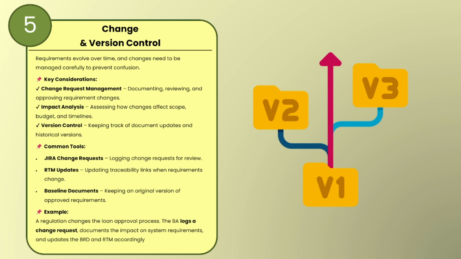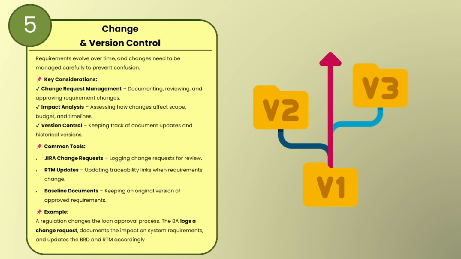Then next is impact analysis. Well, here assessing how changes affect scope, budget and timelines. Before accepting any changes, we need to think, what will this impact? Will it delay the project, add extra cost, affect other features? Well, what exactly does it help us with? Because it helps us make smart and informed decisions. So we need to do impact analysis as well.